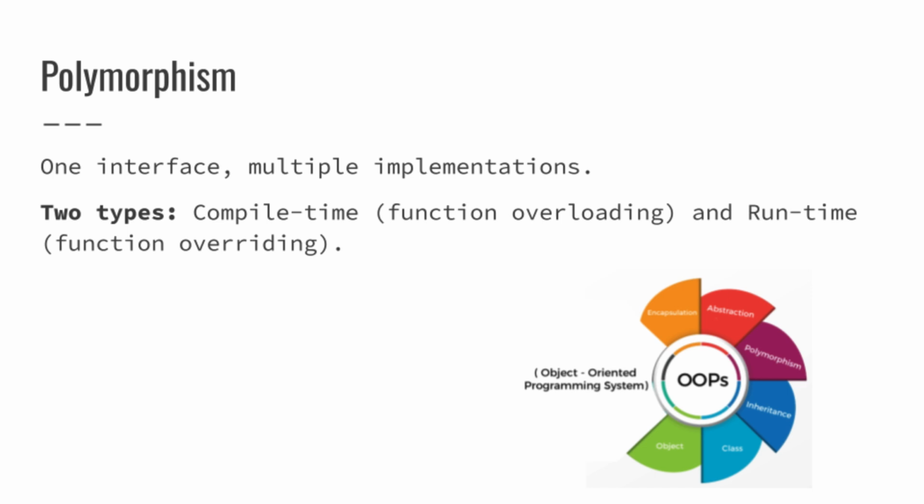Finally, there's polymorphism. Polymorphism allows one function or object to behave differently in different contexts. For example, a single function can perform different tasks depending on the type of input. This is super useful for flexibility in your code.